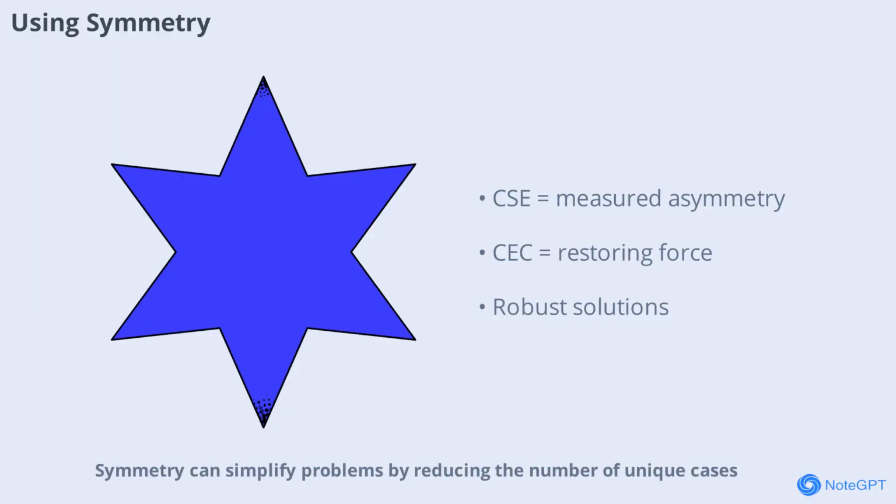Symmetry can simplify problems by reducing the number of unique cases. CSE measures any asymmetry, how much two supposedly symmetric parts differ. If there's a big difference, CSE is high. CEC acts as a restoring force, encouraging updates or corrections that reimpose symmetry. This is common in physics, math, and even neural networks, where symmetry can lead to more robust and generalizable solutions. As symmetry is restored, CSE drops and CEC can be reduced.